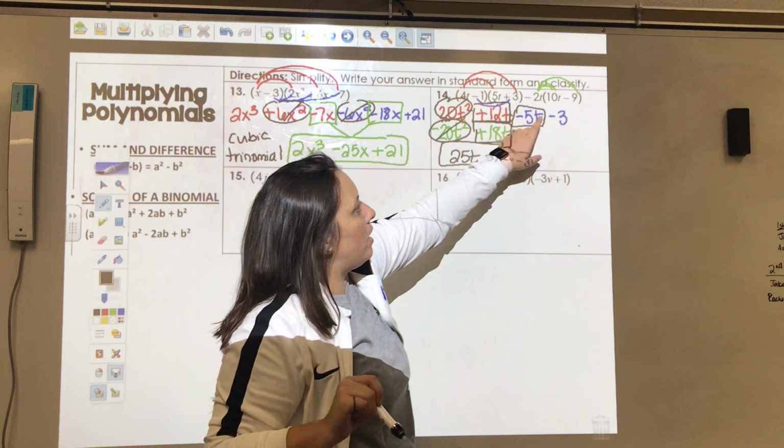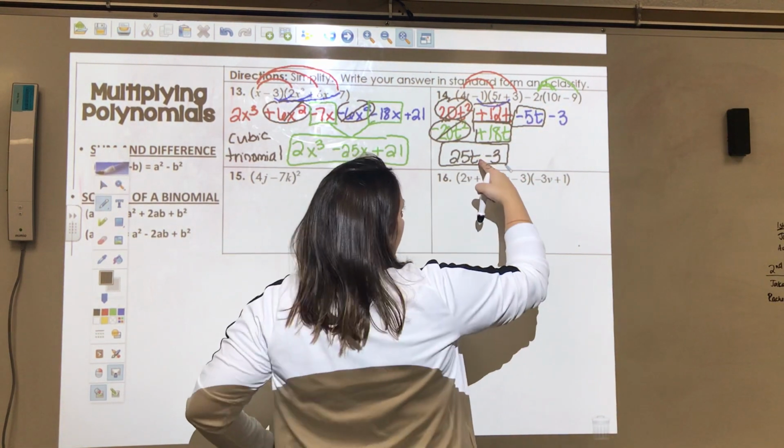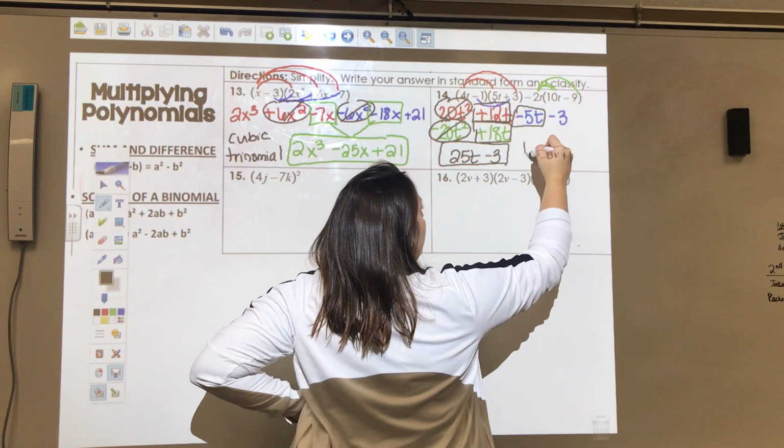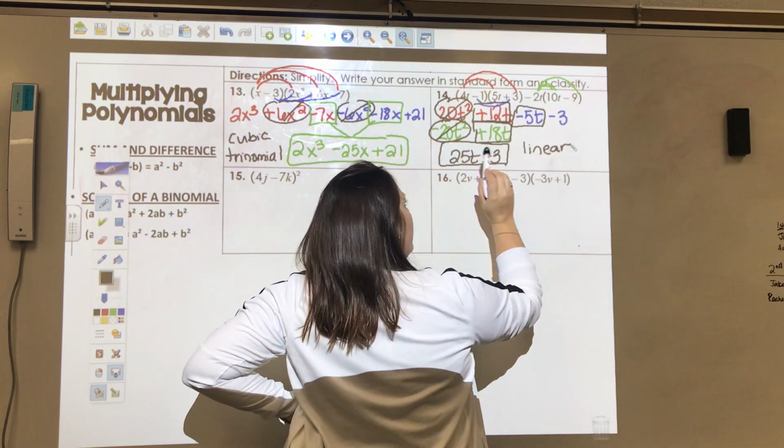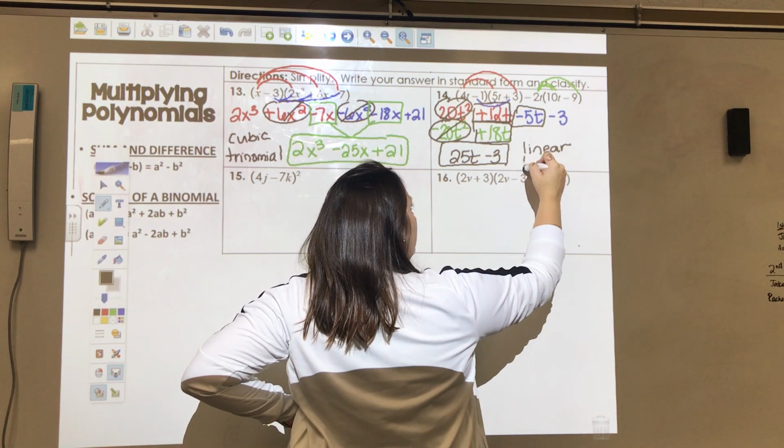We need to classify still. It has a degree of 1. So that is going to be a linear equation. And it has 1, 2 terms, so therefore it is going to be considered a binomial.